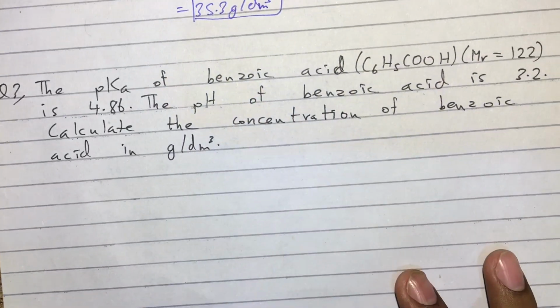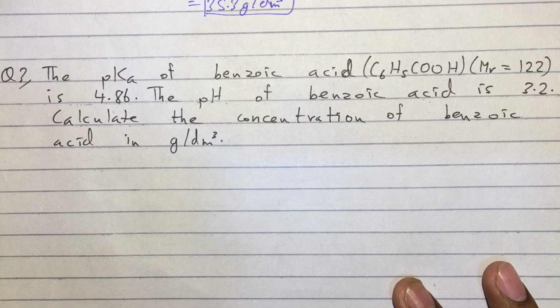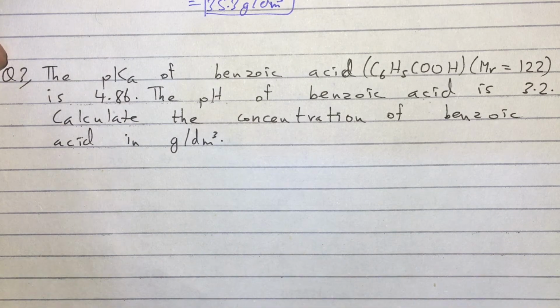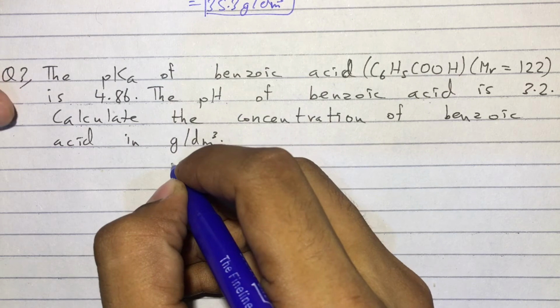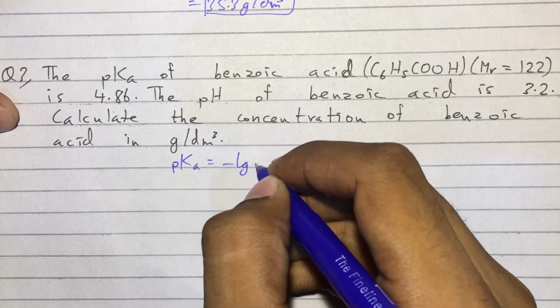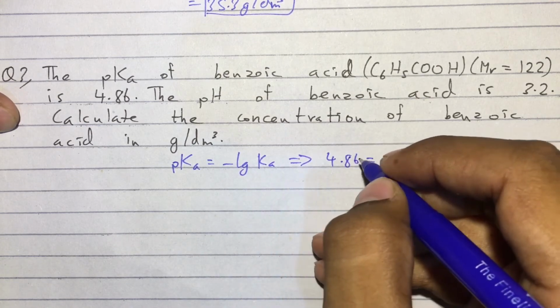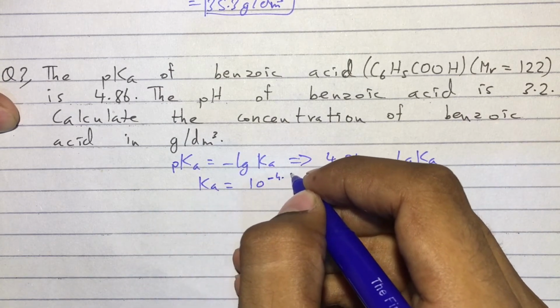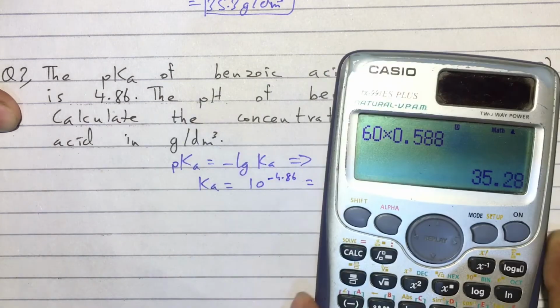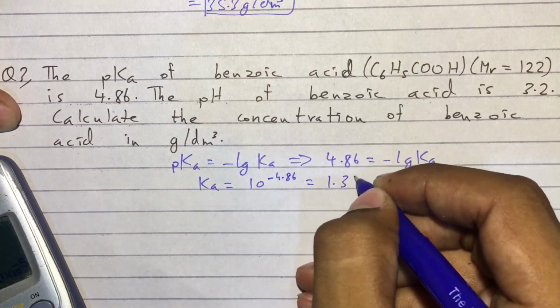Next question, the pKa of benzoic acid is 4.86. The pH of benzoic acid is 3.2. Calculate the concentration of benzoic acid in gram per dm cube. So we have the value of pKa and the value of pH. So pKa is equal to negative log Ka. pKa is given as 4.86, negative log Ka. So Ka is equal to 10 power negative 4.86, which is equal to 1.38 times 10 power negative 5.